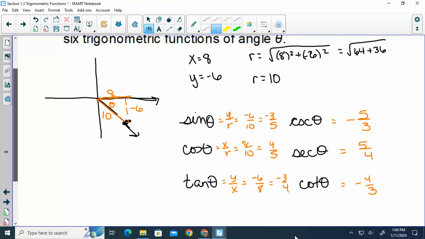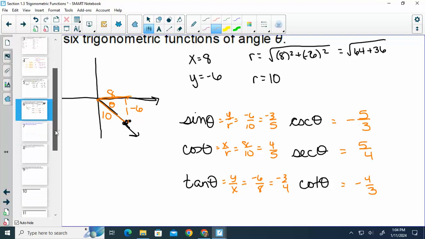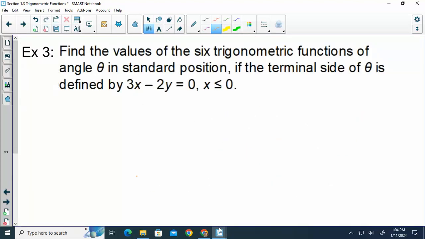Let's look at one last problem for the day. So, we're doing the values of the 6 trig functions. But instead of giving you a point, I gave you an equation. No slope, right? Are we gonna have to do the open dot and all that? No, it'll be easier than that.